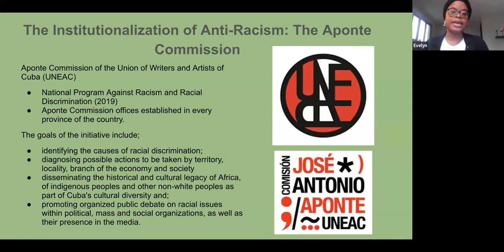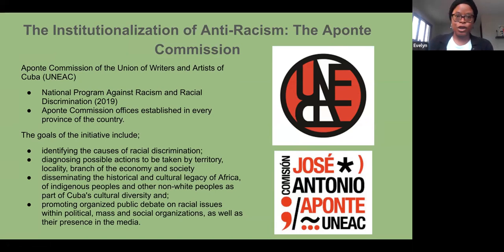But in 2010, the UNEAC, the Artists and Writers Union, its permanent commission against racism and racial discrimination in Cuba was renamed the Aponte Commission. And so this took place in 2010. And there are currently Aponte commissions in every province in Cuba, which again illustrates the investment that the country has in anti-discrimination.